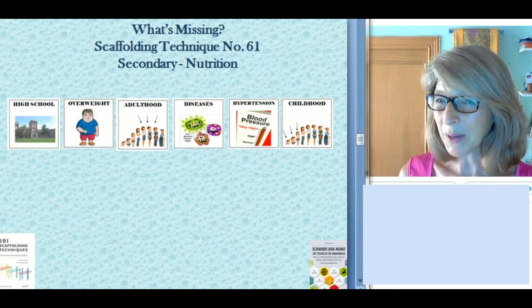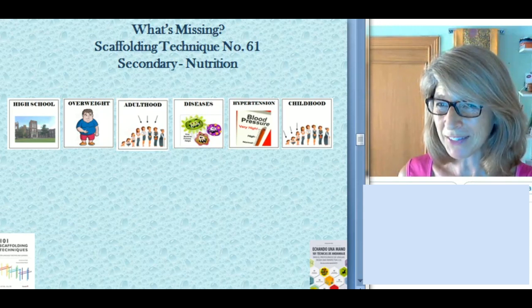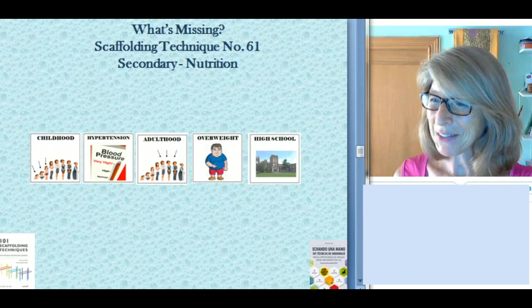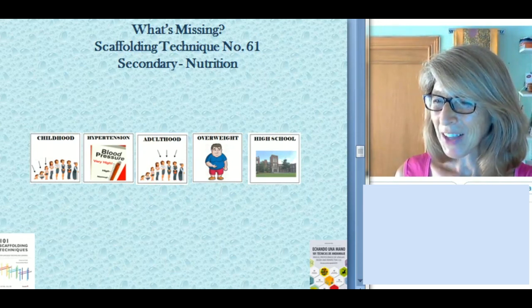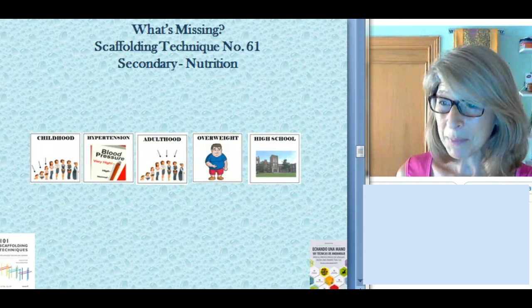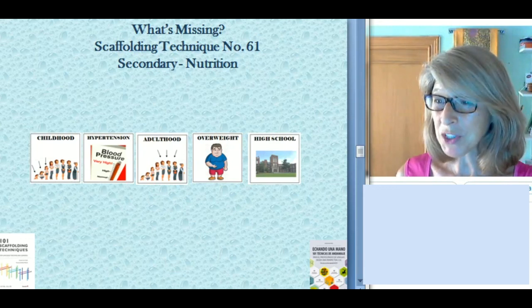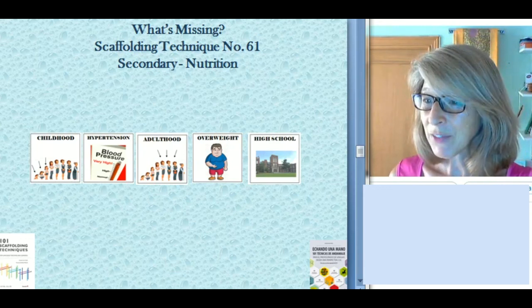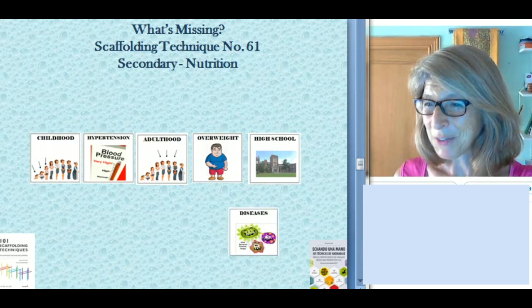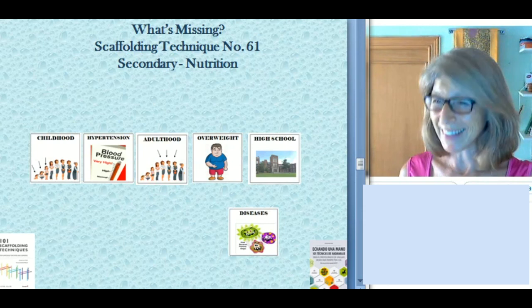One of them turns away, while the other one removes one of the cards. We can encourage them to mix them up a little bit so that it's a little more challenging. The first student turns back around, reads the words, describes the images, and then tries to remember which word was missing. If they don't remember the word, they can also just describe the image. And if you remember, the missing word was disease.